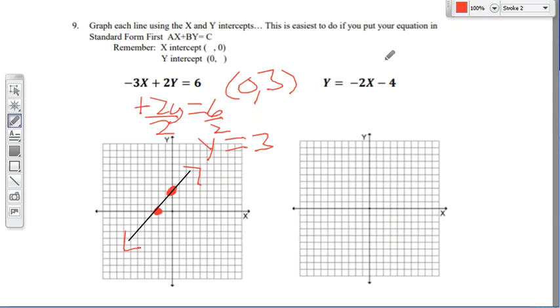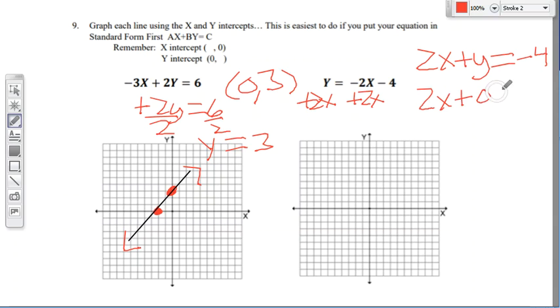Okay, y equals -2x minus 4. I am going to add 2x to both sides here so that this is in standard form, because that makes it a lot easier to find the x and y intercepts. So now to find the x-intercept, we let the y be 0. Which you can see that leaves us with 2x equals -4.